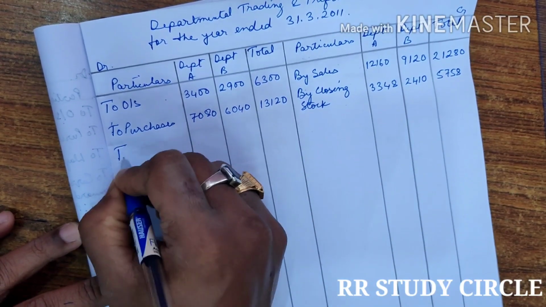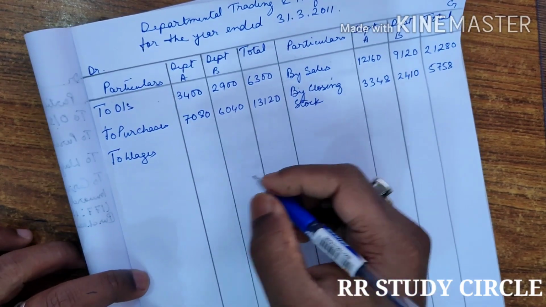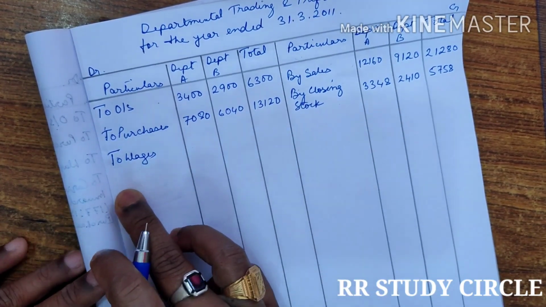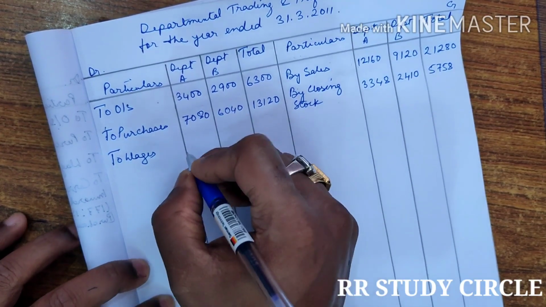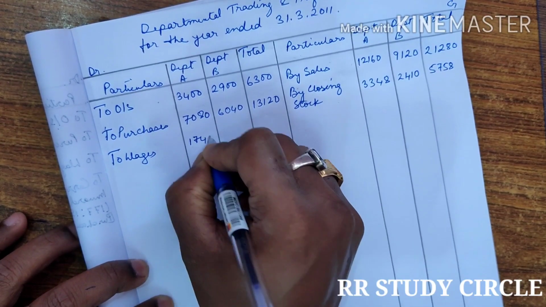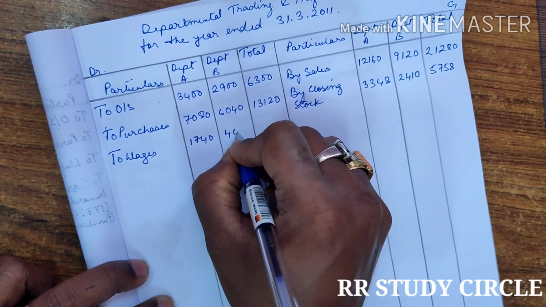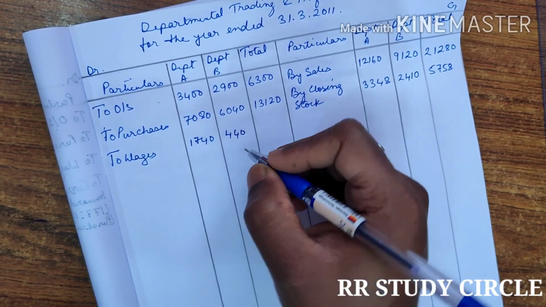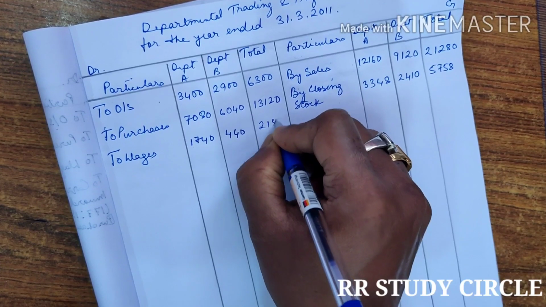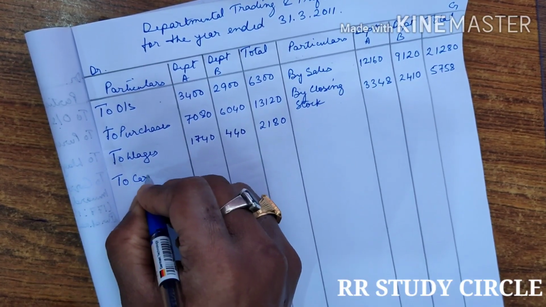Next, wages. Now wages is also a direct expense, so all the direct expenses have to be taken into consideration. So wages is 1740 for department A and 440 for department B. So it comes to 2180. Next we have carriage inward.